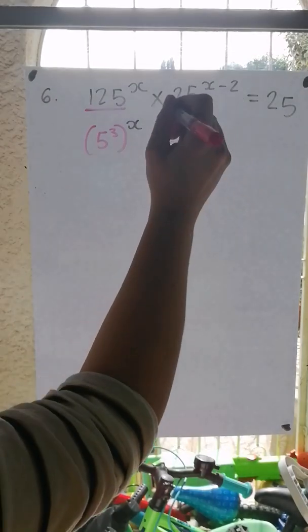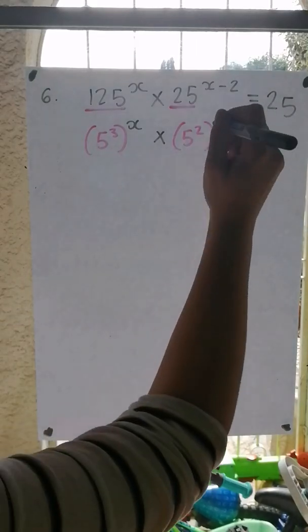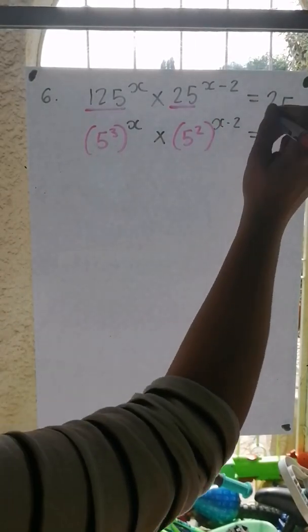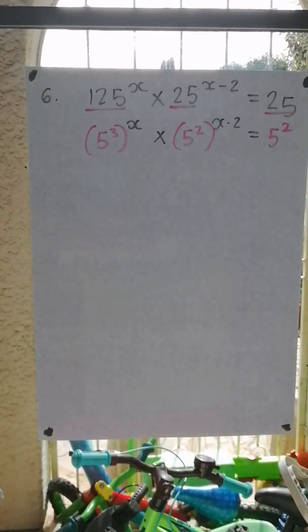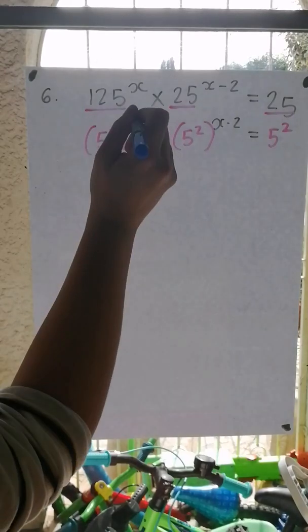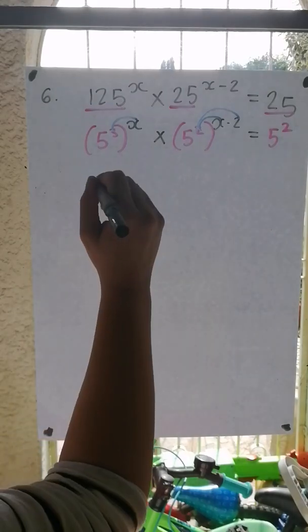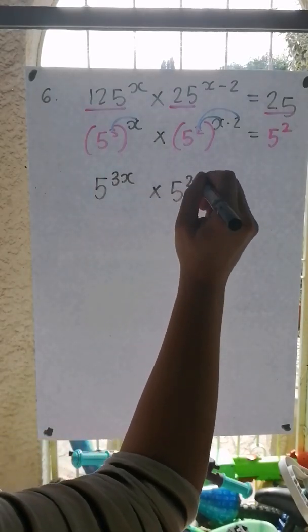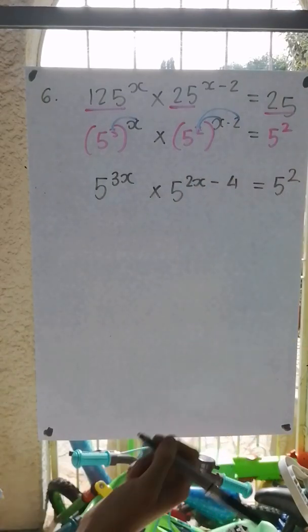Okay? 25 I can write as 5 squared. Again, I keep it in brackets because of x minus 2. And then I can rewrite this 25 as 5 squared. No brackets because you can put it in, but there's no exponent on the outside. Okay, distributing in, I'm left with 5 to the power of 3x times 5 to the power of 2x minus 4 equals 5 to the power of 2.